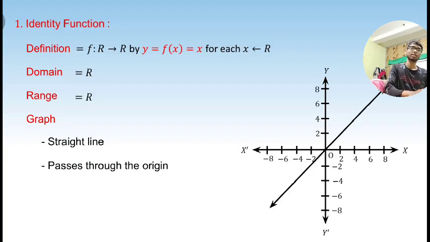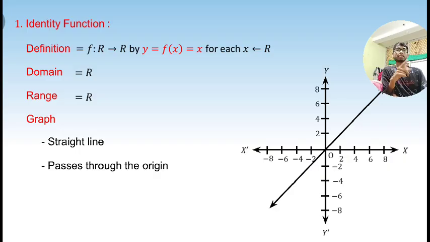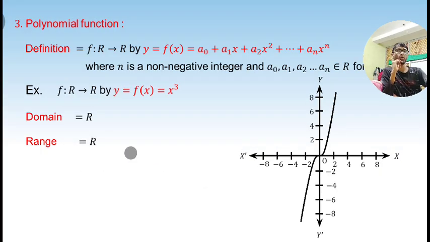In the earlier case, this is also a straight line, but it passes through the origin. We cannot say both are the same, because in this one the straight line is parallel to the x-axis, but in that one it is not parallel to the x-axis. Clear? Now next we have polynomial functions.